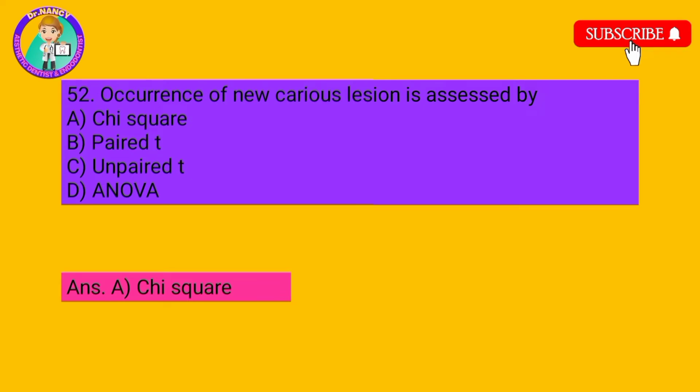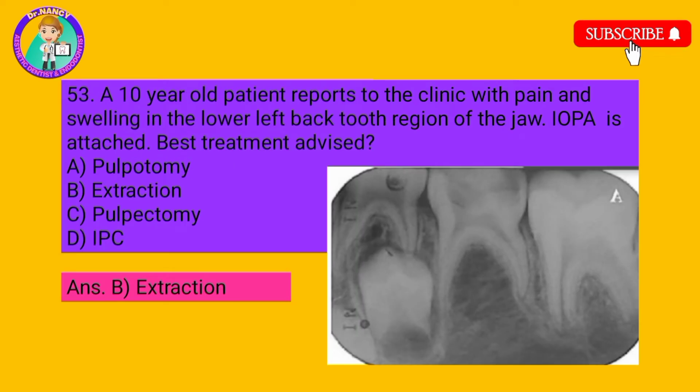Answer: chi-square test. A 10-year-old patient reports to the clinic with pain and swelling in the lower left back tooth region of the jaw. IOPA is attached. Best treatment advised is pulpotomy, extraction, pulpectomy, IPC. That is indirect pulp capping. Answer is extraction.